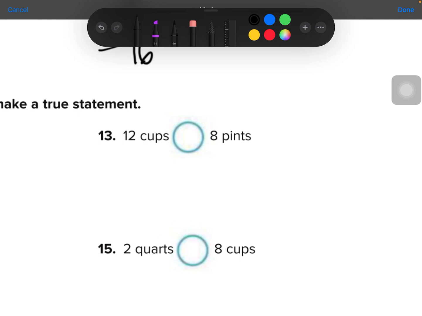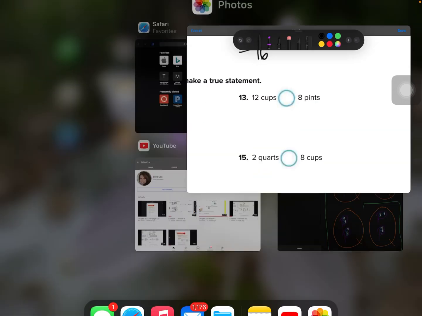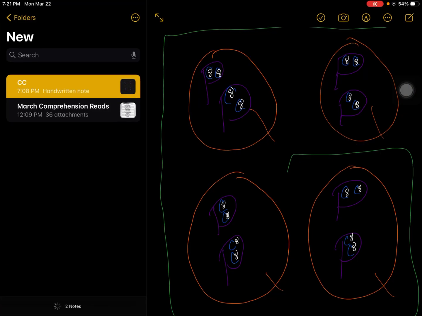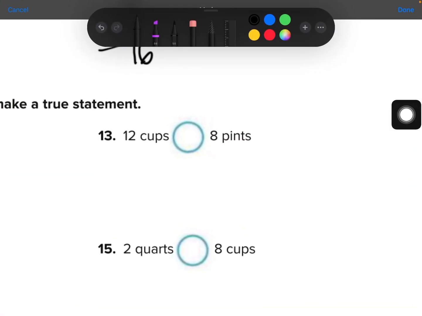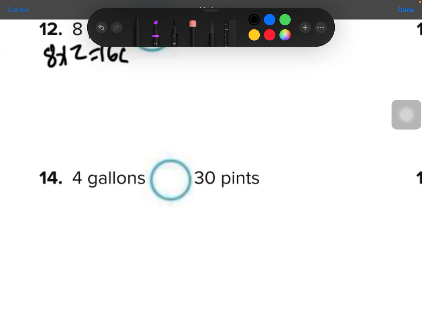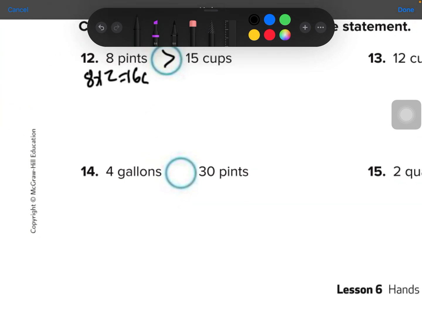Okay, number 13, 12 cups versus 8 pints. Again, thanks to our little poster, we can see every pint has 2 cups. So, pint, 8 times 2 equals 16 cups. I can see that 16 is greater than 12, so then my sign goes that way.